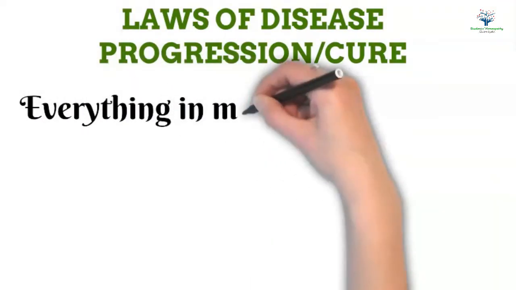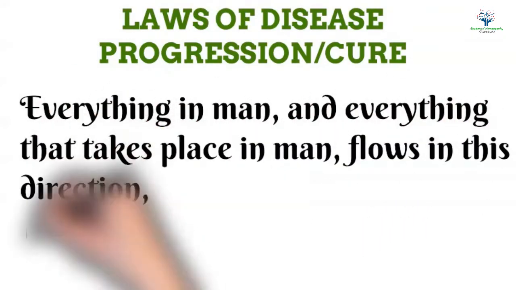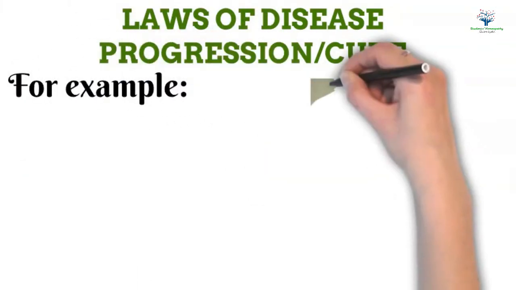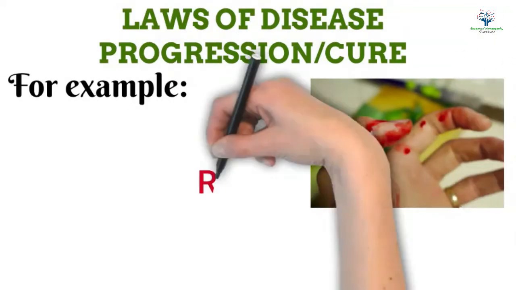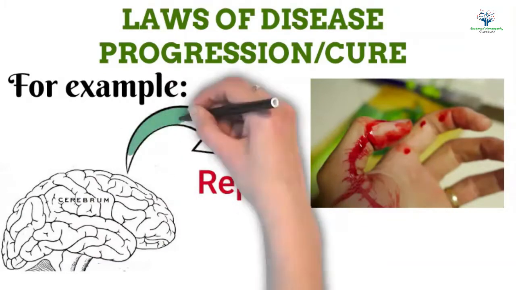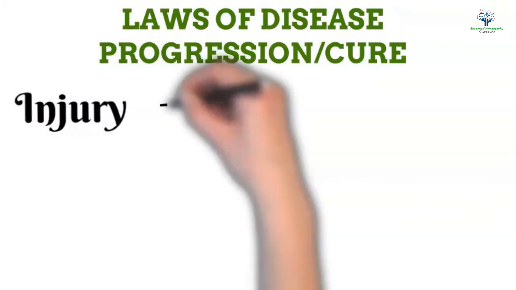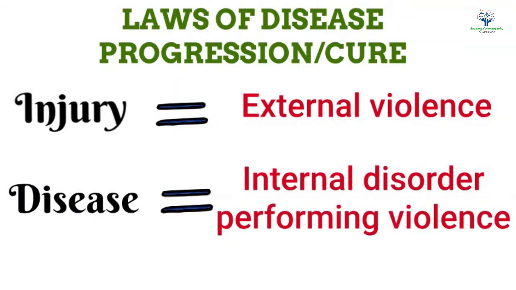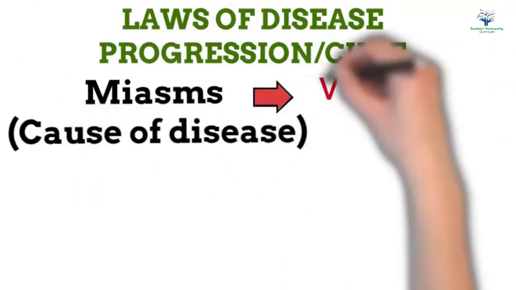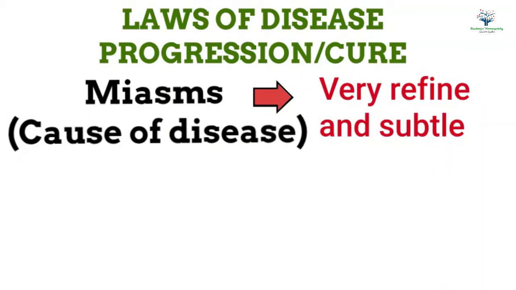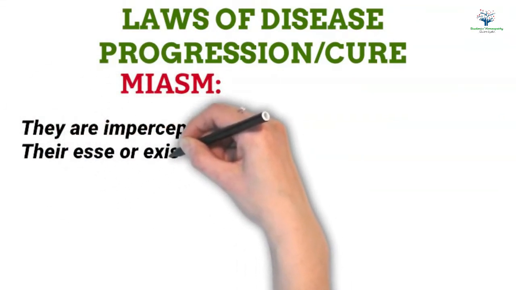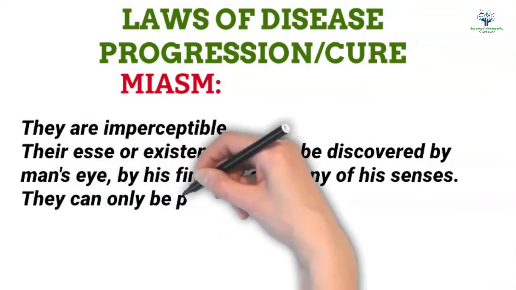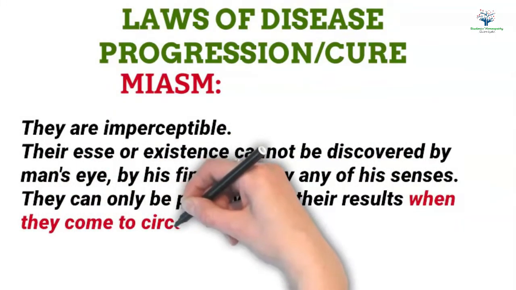Everything in man and everything that takes place in man flows in this direction, that is from center to circumference. For example, even a torn finger due to external violence will soon get repaired by the directions traveling in the same order, that is primarily from the cerebrum. Injuries are external violence, but diseases are internal disorders performing violence. The causes of disease, that is miasms, are very refined and subtle in nature. The miasms are imperceptible and their existence cannot be discovered by man's eye, by his finger or by any of his senses. They can only be perceived by their results when they come to the circumference.